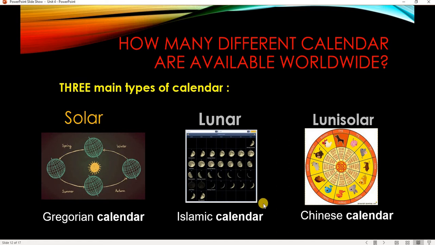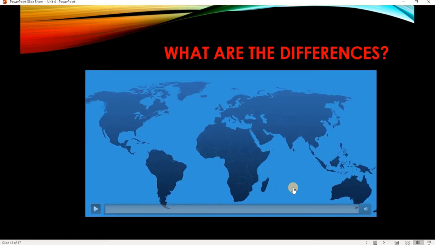An example of a solar calendar is the Gregorian calendar. An example of a lunar calendar is the Islamic calendar or Hijri calendar. And an example of a lunisolar calendar is the Chinese calendar and Buddhist calendar. So let's watch a short video that explains why we have lots of different calendars worldwide. Okay, please watch the video. It's about 3 minutes.